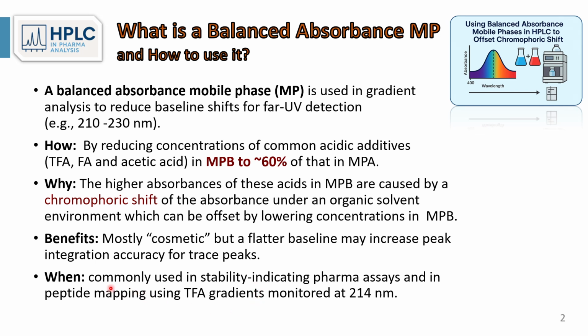So the use of these balanced absorbance mobile phases is actually quite common in stability indicating pharma assays using far UV detection, and also particularly in peptide mapping for biopharma research using TFA gradient, monitoring typically for the peptide bond at 214. So it's very common to see that ratio of 60% of the acids in mobile phase B versus that in mobile phase A.